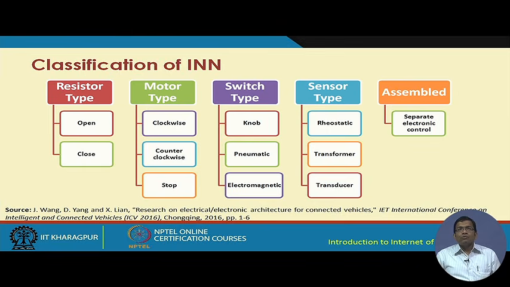The switches could be a knob, a pneumatic switch, or an electromagnetic switch. The sensors could be rheostatic sensors; we already know what a rheostat is. So, there are rheostatic sensors, transformers or transducers, or they could be assembled nodes comprising different separate electronic controls.